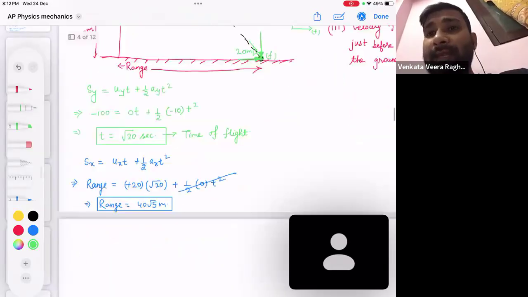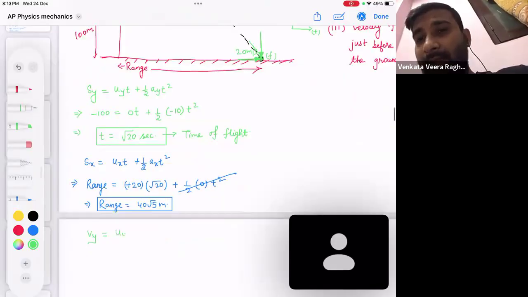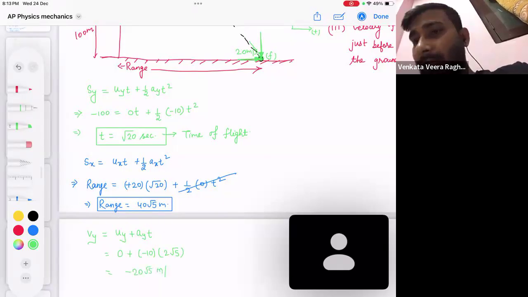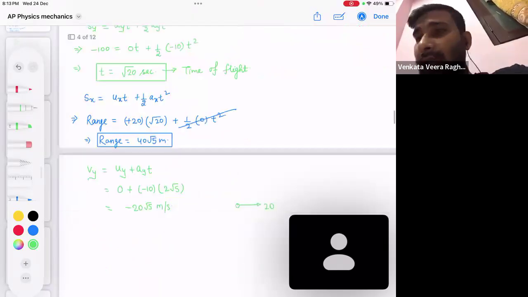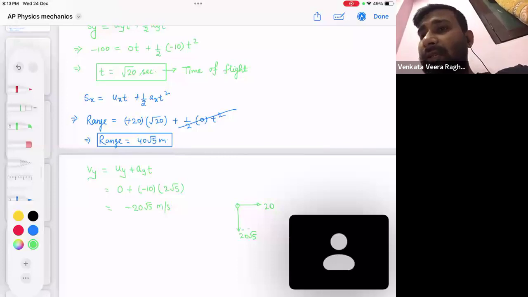And vertical, how do I calculate it? Can I apply Vy equal to Uy plus Ay into t? Initially, no y direction velocity, acceleration minus 10, time taken is 2 root 5. So am I getting minus 20 root 5 meter per second? That means when this particle is about to land on the ground, it has two velocities: one in the horizontal, which is 20 meter per second, and other in the vertical, 20 root 5 meter per second. Is this part clear?